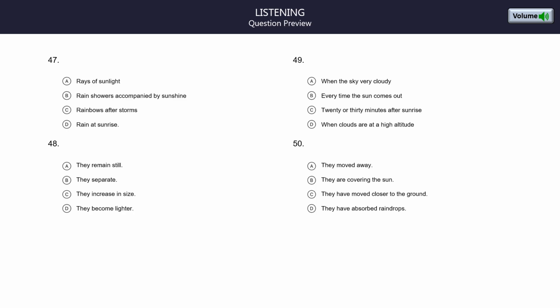Questions 47 through 50. Listen to a lecture by a professor in a geography course. The lecture is on sun showers. Next, I'd like to talk about sun showers, which are rain showers that take place when the sun is shining. I'm sure you all understand that rain develops in rain clouds, but do you understand how it rains when the sun is out? First, let me explain about how rain happens. And then I'll explain how sun showers happen.